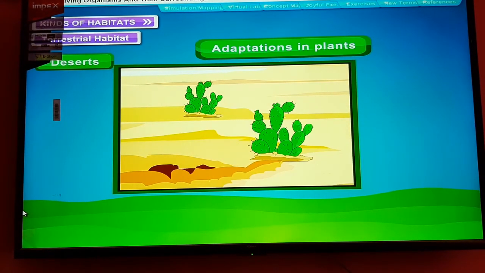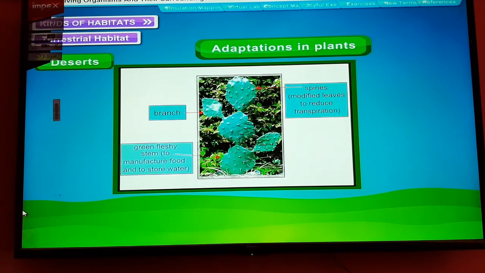Adaptations in plants. Cacti, singular cactus, commonly grow in deserts. This plant has the following adaptations. It has a very long root that goes very deep into the soil for absorbing water. The leaves are reduced to spines. They help in reducing loss of water from the leaves through transpiration. The stem is thick and fleshy because it stores water. The stem is green in color. Since this plant does not have leaves, the stem is adapted to make food through photosynthesis. The stem also has a waxy coating to prevent the loss of water.